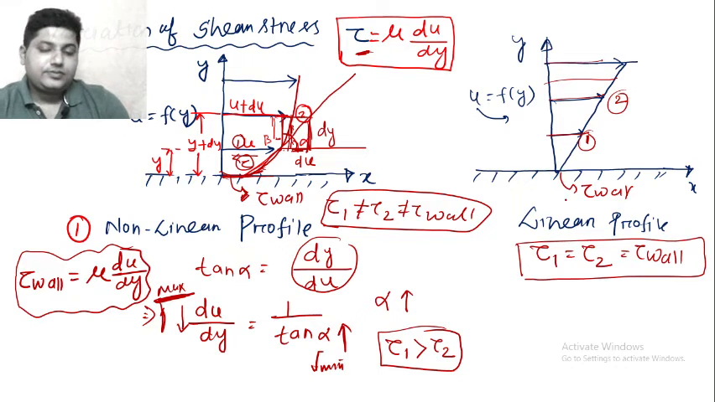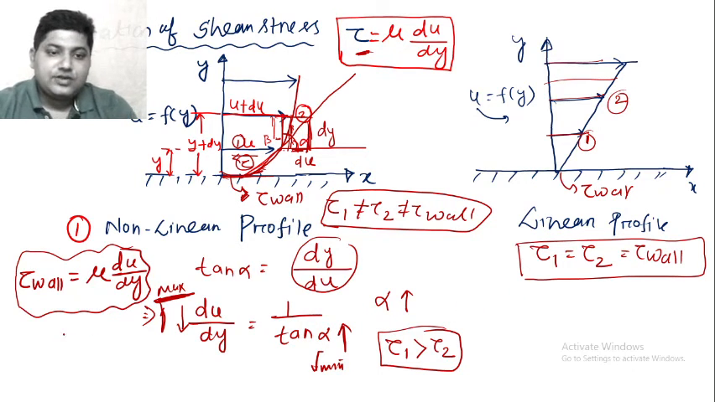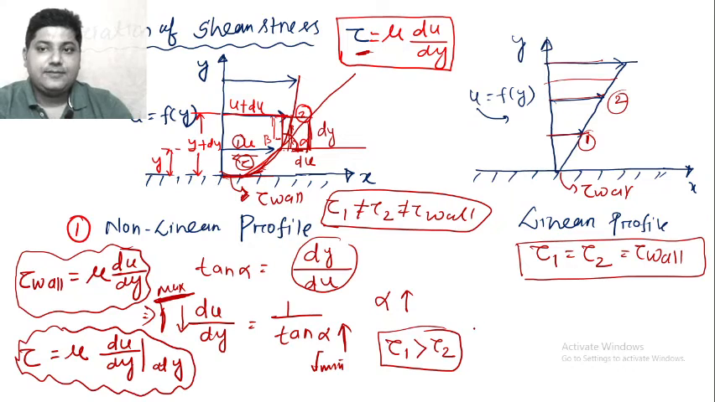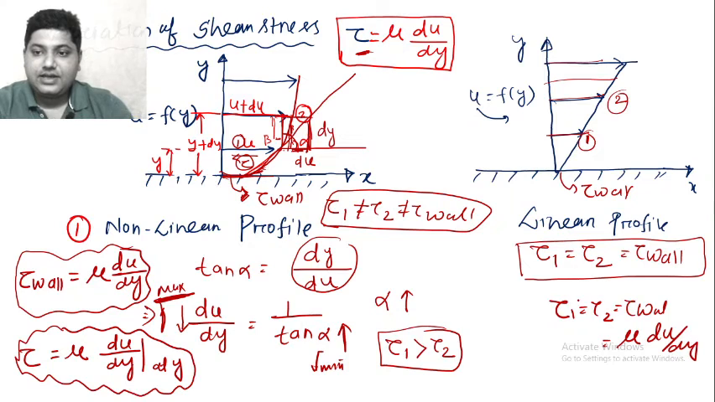So for the non-linear case, the shear stress is written as mu into du by dy at a particular y. This is the shear stress for a non-linear velocity profile. But for the linear profile, tau 1 will be equal to tau 2, which is equal to mu into du by dy.